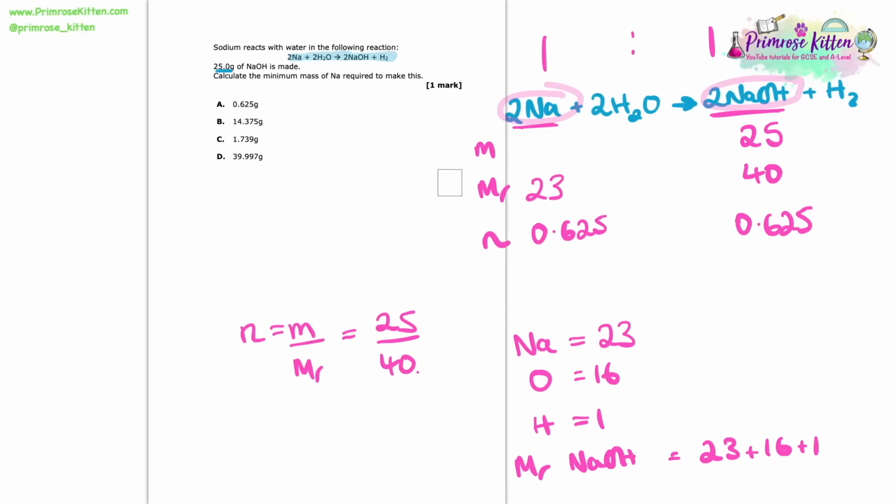Finally, I can get the mass now of the sodium by saying that mass equals MR times by the moles. So I'm going to do 23 times by 0.625. And that gives me the final answer, which is B, 14.375.